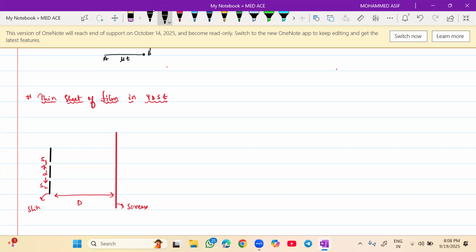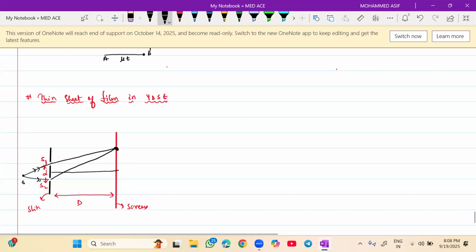When light is passed from this source, this is a parent source, and light passes through from here and from here to here like this, this will be your central maxima. And somewhere here, the ray of light is being incident. The distance between them is D.